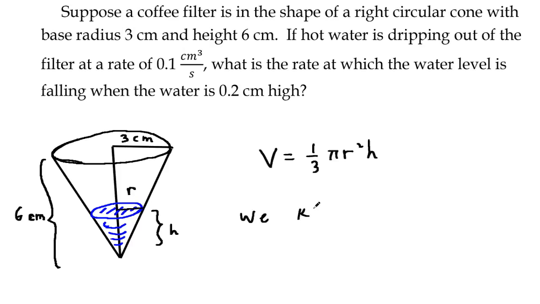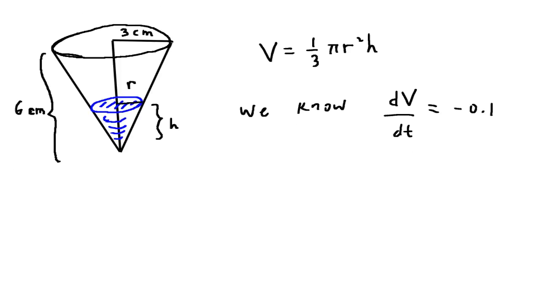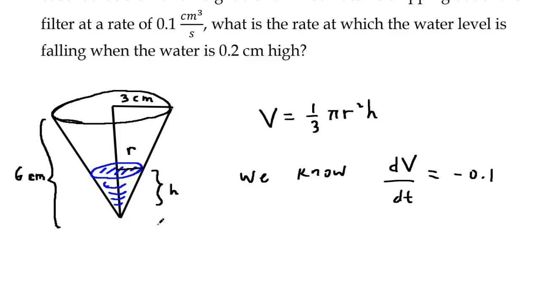Okay, we know that the change in volume with respect to time, dV/dt, is given by negative 0.1, because we're told that the hot water is dripping out of the filter at a rate of 0.1 cubic centimeters per second. And we put a negative sign here because the water volume is decreasing. So that's what we know so far.